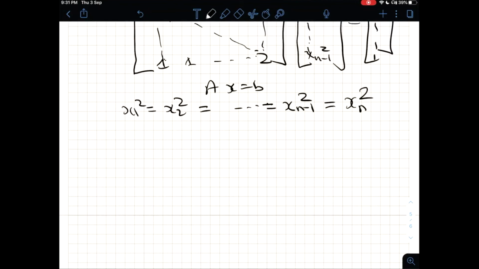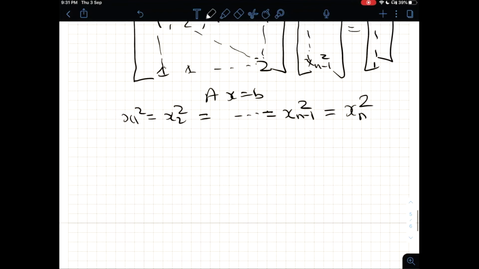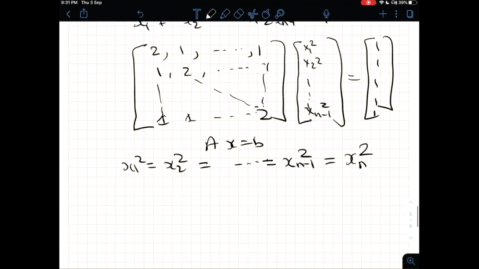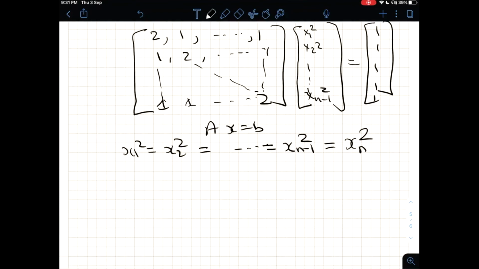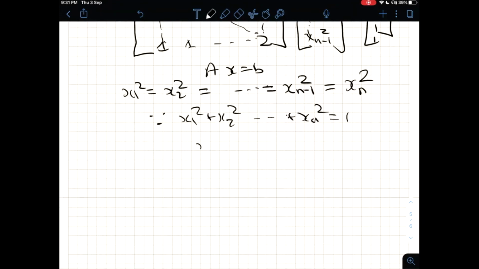And so I will get x1 square plus x2 square up to xn minus 1 whole square equal to xn square, which basically means that because x1 square plus x2 square up to xn square is 1, each of these xi squares is 1 by n, or x1 is equal to x2 is equal to xn is equal to 1 by under root of n. Negative I cannot take because I have xi to be greater than 0.